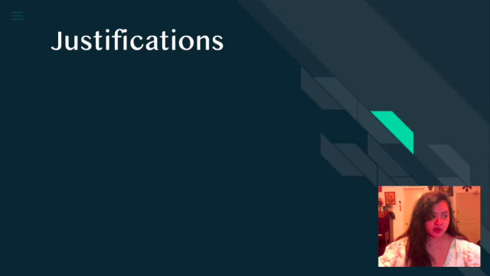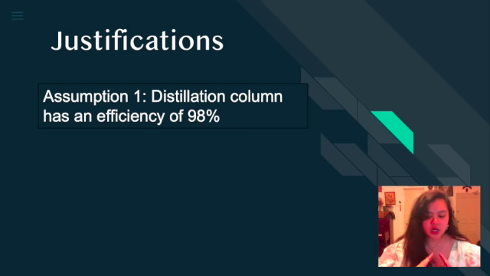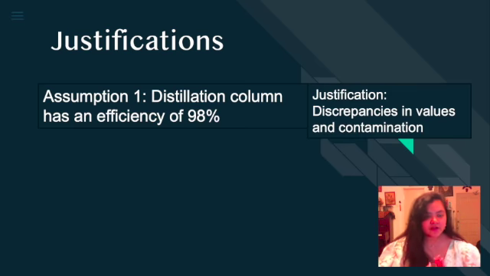Hi, my name is Sarah Farina, and today I will be presenting the justifications for our assumptions in our design process. Firstly, we must assume that both distillation columns are 98% efficient. Distillation columns can never be 100% efficient at equilibrium due to discrepancies as well as contamination in the columns themselves, and therefore we could never actually achieve 100% efficiency.